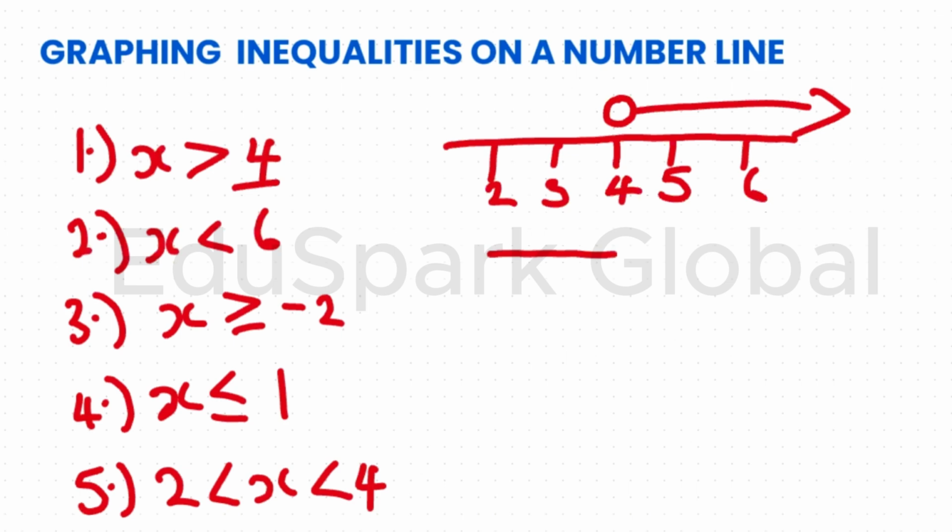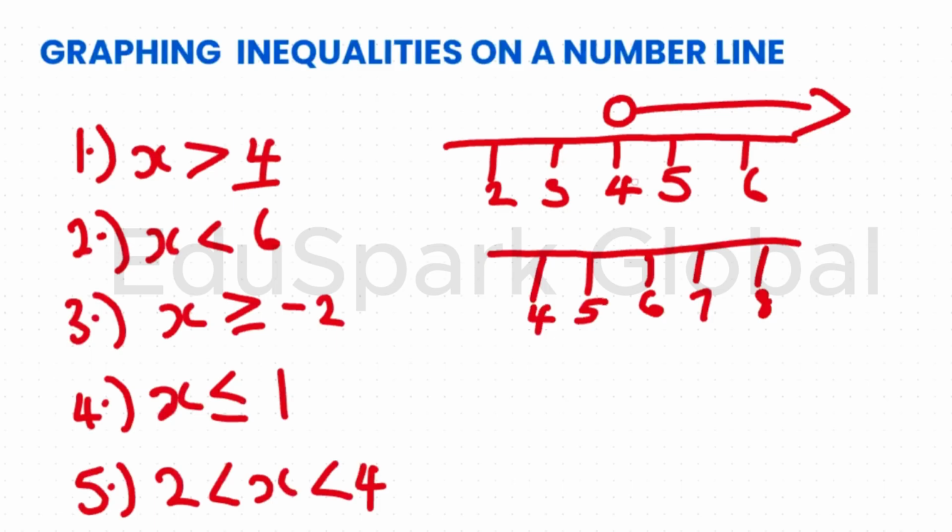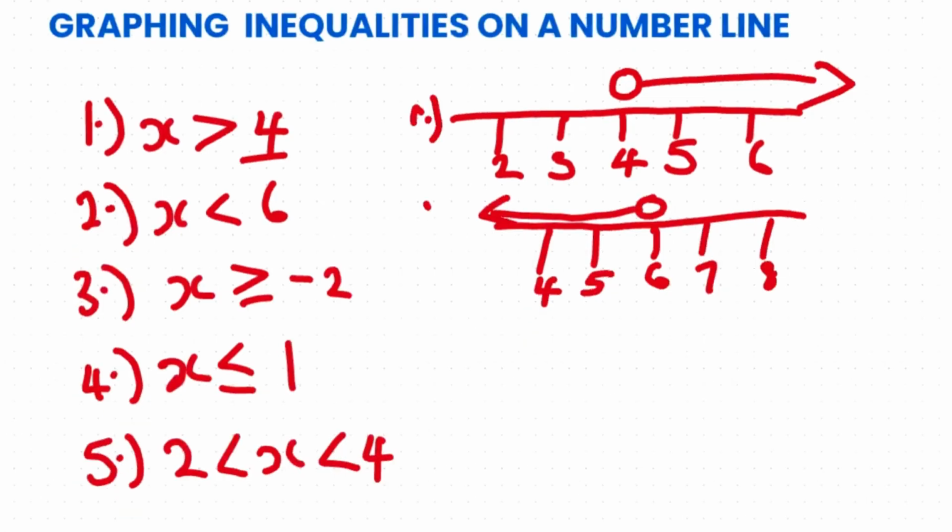So let's start with the 6. We put two numbers in front of 6. So we have 7, we have 8. We put two numbers at the back of 6, we have 5, we have 4. X is less than 6. So we start from 6 and our arrow will move to the left hand side. So that is the second one. This is the first, this is the second.